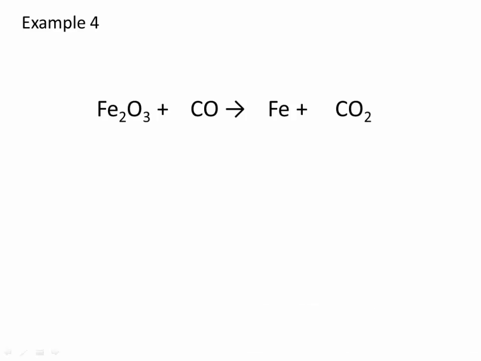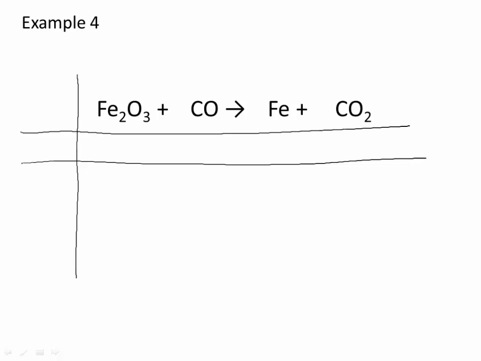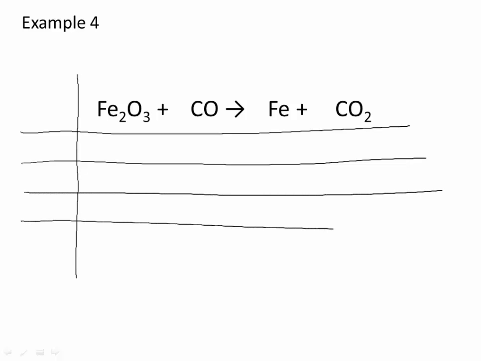Okay, let's balance this equation, which is slightly more complicated. Let's draw a table using the table method. You write down the elements from left to right. First you see iron, so put Fe, followed by O, followed by C. Okay, that's all.